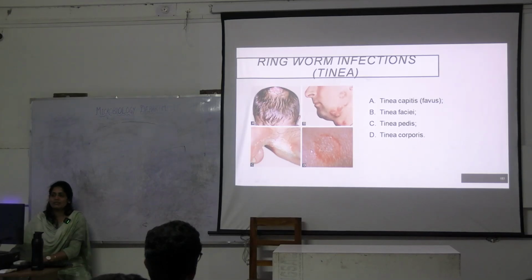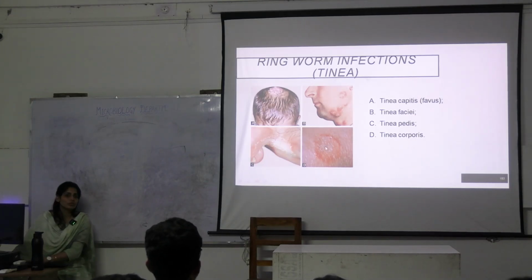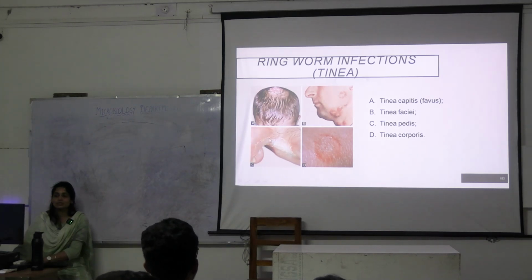This is how they are manifested based on the places they are affecting. You can see this is Tinea capitis, this is Tinea corporis because it's on the non-hairy part of the body. This is Tinea faciei because it's on the face. This is Tinea pedis because it's on the foot. Okay.